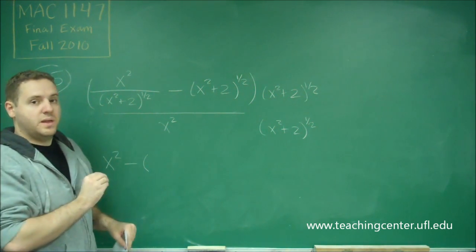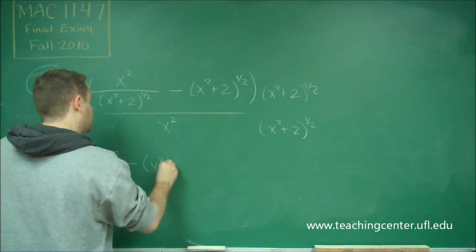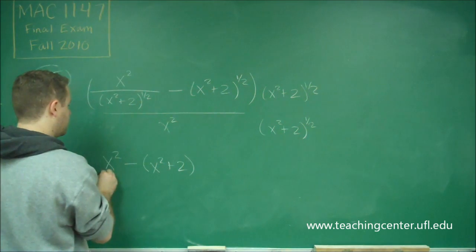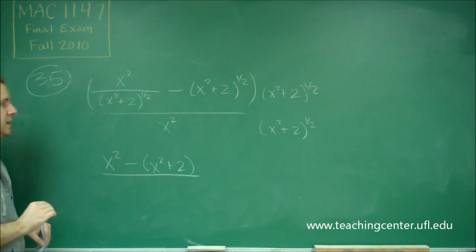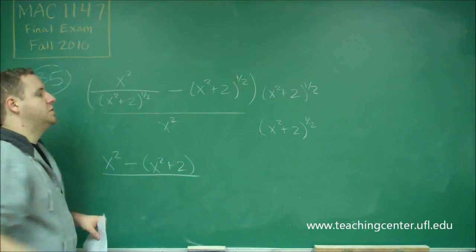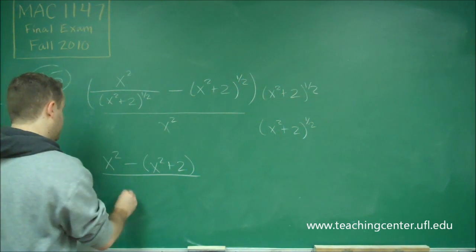That just gives us whatever is inside. But it's important that you put that in parentheses. So we get x squared plus 2. Finally, on the bottom, we just have these two terms multiplied together. There's nothing we can do with that.